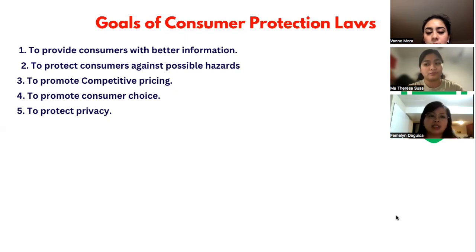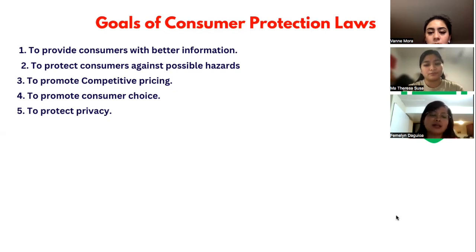So third will be to promote competitive pricing, wherein they make sure that the prices are fair and businesses don't exploit consumers by charging too much. For example, there are some stores that do overpricing compared to the other stores. So a law might prevent a company from charging unusually or unfairly high prices for essential goods like medication or gas.